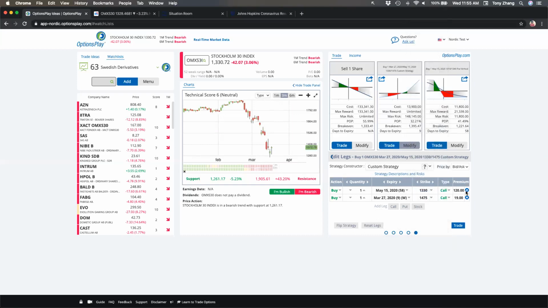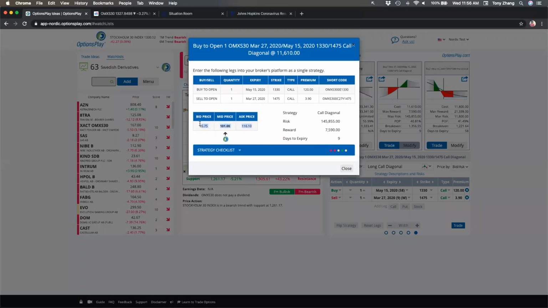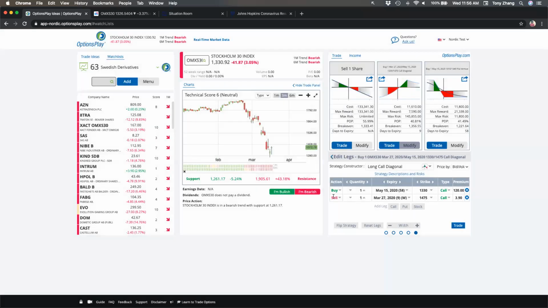So instead of paying just 120 crowns for that call option, what I can do is sell a 1475 for 390. This is where the bid-ask spreads are quite extreme, because as you can see, the spread here is very, very wide. So you need to be really careful when you're trading these, because notice how buying this 1475 is 19 crowns, selling this call option is 390. So the true cost of this bid-ask spread is closer to around 1140.